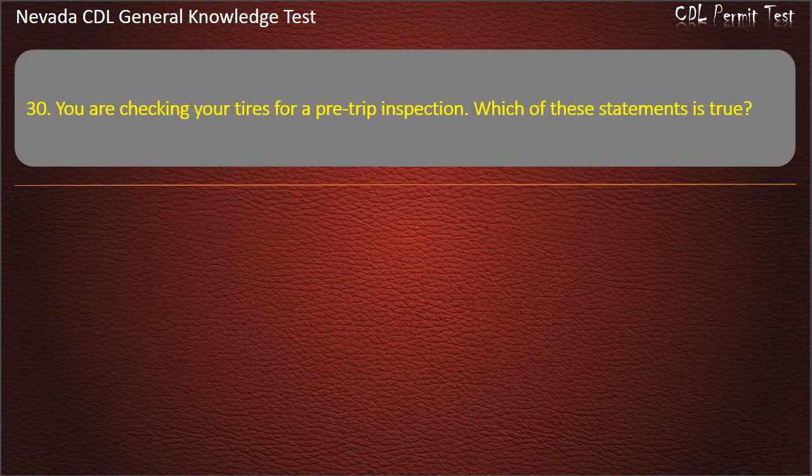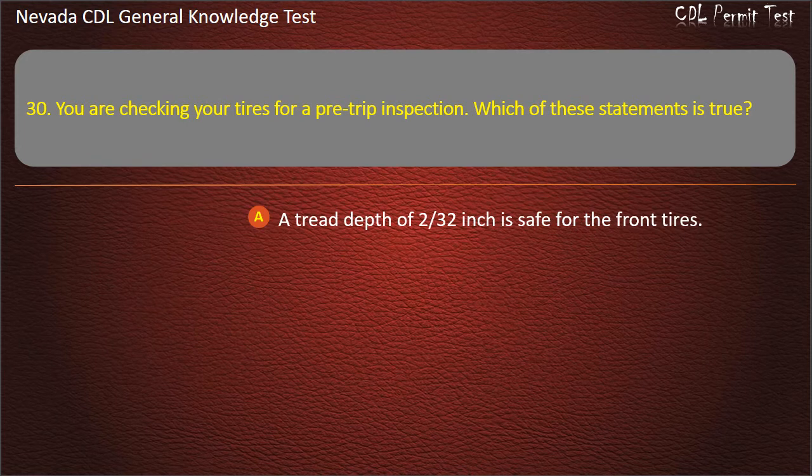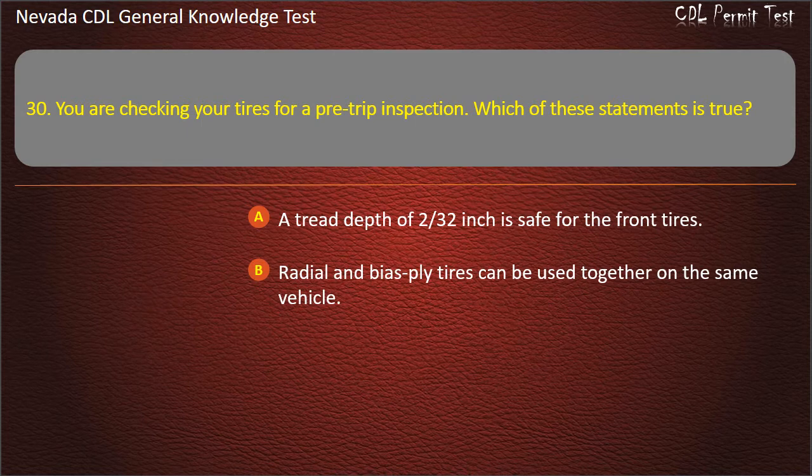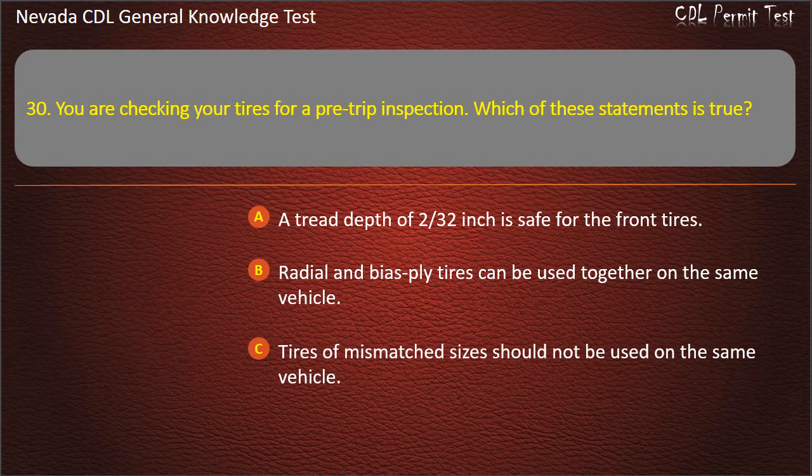Question 30. You are checking your tires for a pre-trip inspection. Which of these statements is true? A tread depth of 2/32 inches is safe for the front tires. Radial and bias ply tires can be used together on the same vehicle. Tires of mismatched sizes should not be used on the same vehicle. Answer: Tires of mismatched sizes should not be used on the same vehicle.